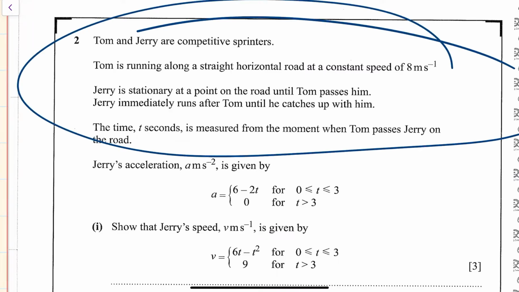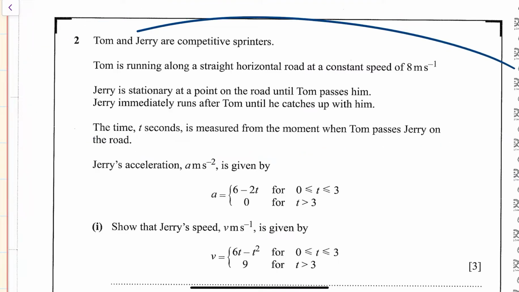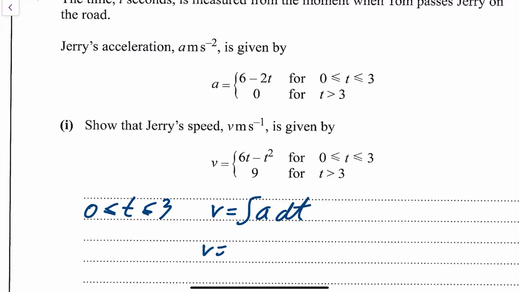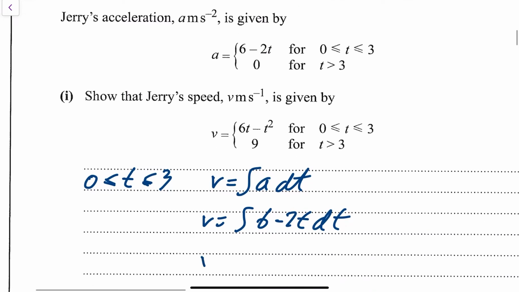So all of this, to be honest, we can ignore for a second. Let's just look at this. So you've got variable acceleration. So we're going to look at from 0 to 3, the first 3 seconds. And my v is going to be equal to the integral of my a with respect to time. So v is going to be equal to the integral of 6 minus 2t integrated with respect to time. And if you integrate that, you're going to get 6t minus t squared plus my constant of integration.